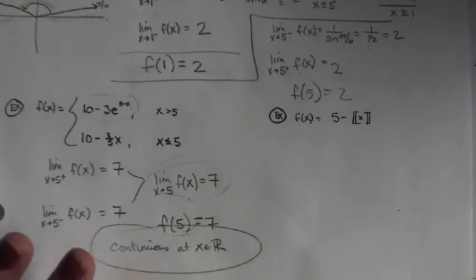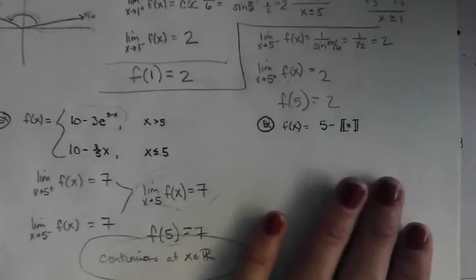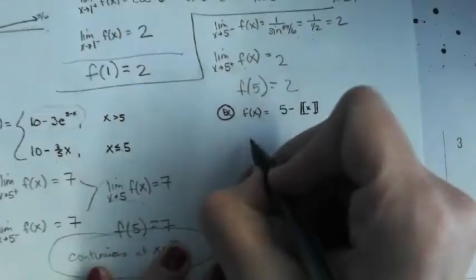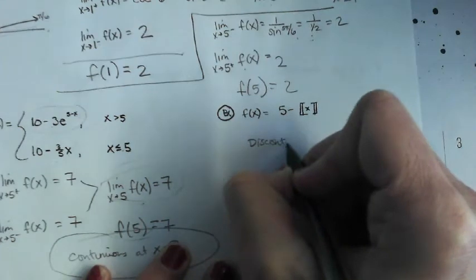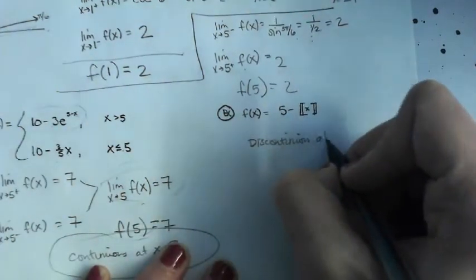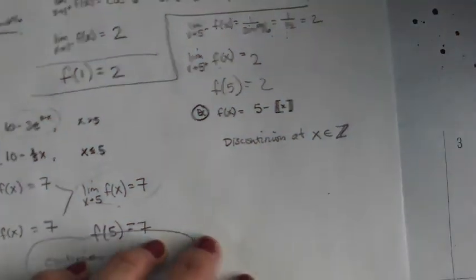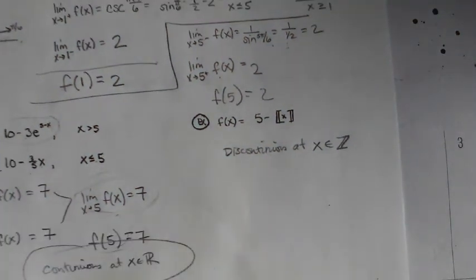And then the last one is going to be done less from an evaluating perspective, more of just what these graphs look like. These have jumps all over them, right? At any integer. So this is going to be discontinuous at all x's that are elements of the set of integers: 0, 1, 2, -1, -2, -3, and so on.